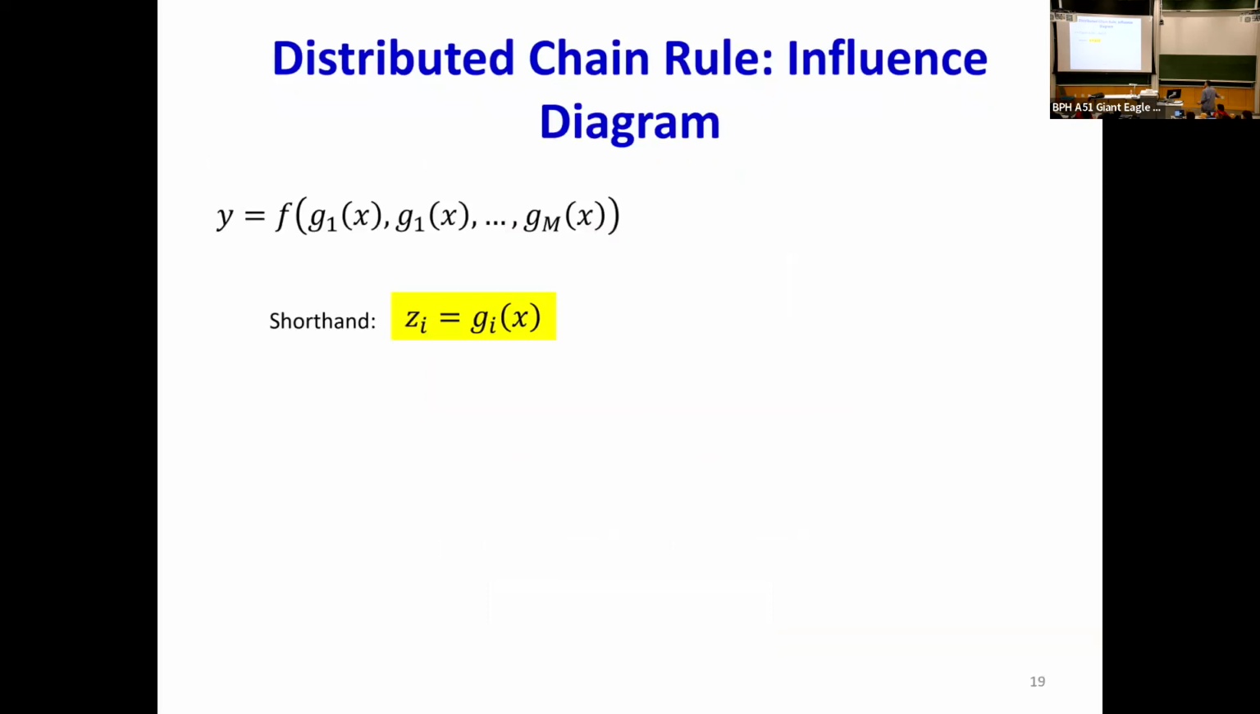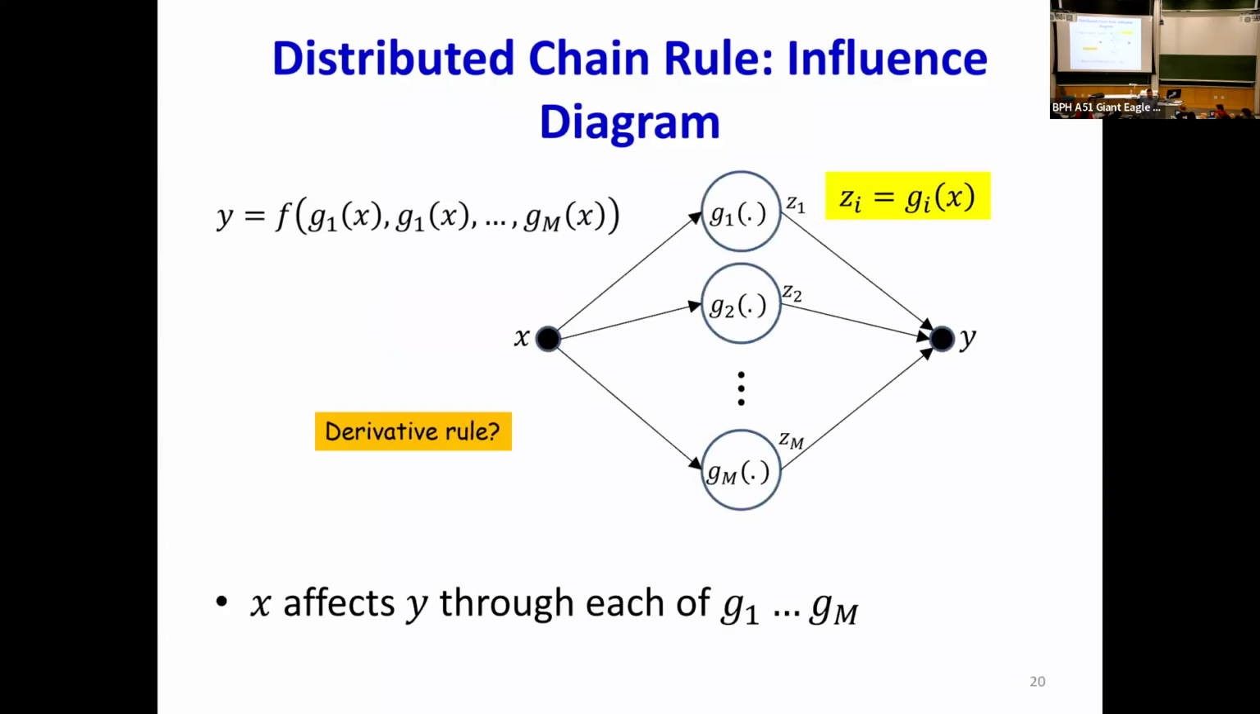Now, suppose I have a function. y is a function of many variables, but each of those variables in turn is a function of a common variable x. What is this going to look like, the influence picture? Yeah? Fan out and come back in, right? x is going to influence every one of these g's, and then for the ith output, which I'm representing as zi, each of those in turn is going to influence y, right?